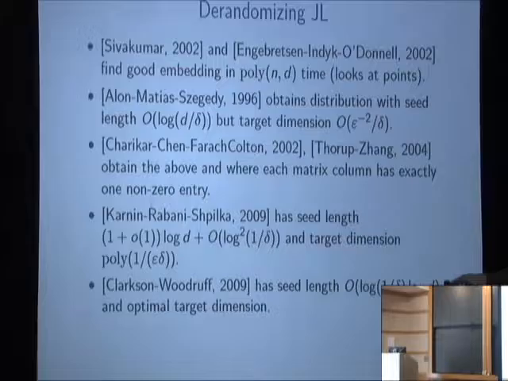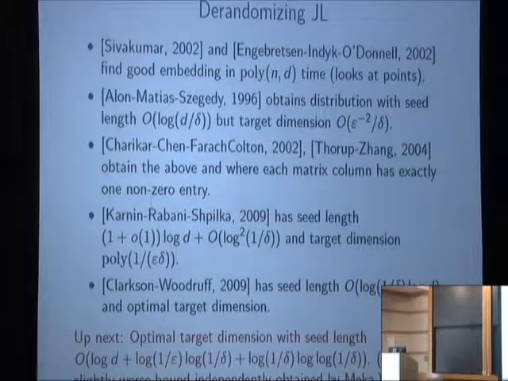And what I'm going to show you is how to get the optimal target dimension with smaller seed length. There was a similar bound obtained by Meka. It was only slightly worse in that some of these log 1 over delta terms have log d over delta in them. But it doesn't really matter so much for the JL lemma. That only really matters for the probabilistic subspace lemma. Okay, so let me just run through this bound to digest it a little bit.